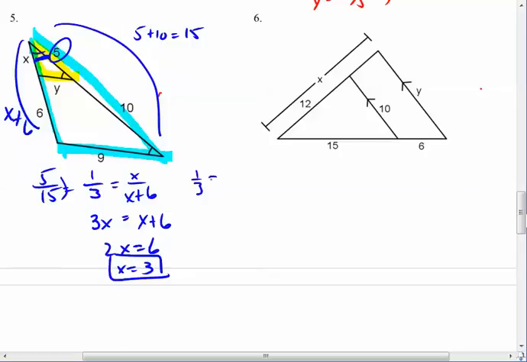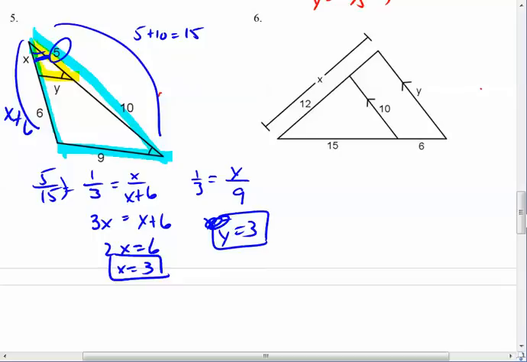And then again, use the 1/3 in a proportion. We're looking for y now, so y is in the top because it's in the smaller triangle. 9 is the corresponding side, so you can see that y must equal 3 in that situation.